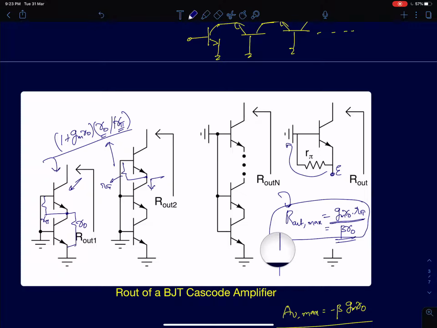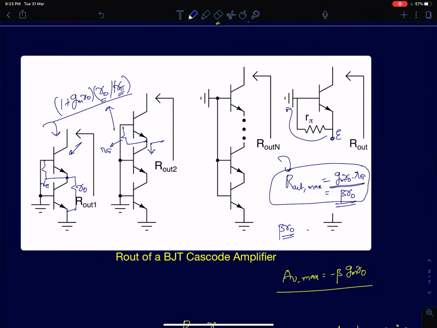So it is actually independent of the number of stages. Initially it will have a dependence on the number of stages, but after some time it will become independent of the number of stages. It will simply be equal to beta times r naught. And similarly the maximum gain will be limited. The gm, the short circuit transconductance, will simply be gm times beta times r naught, which will be the maximum possible gain with the minus sign.